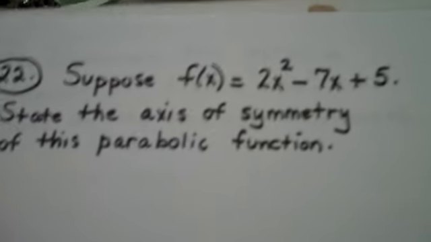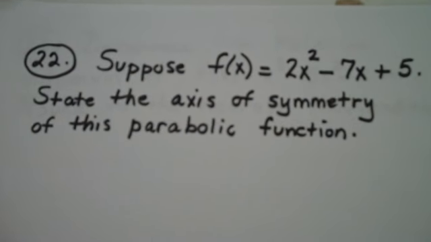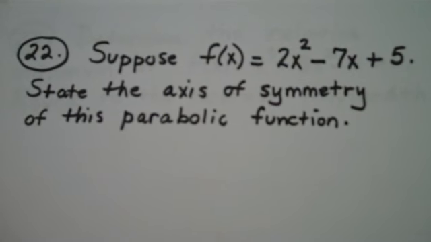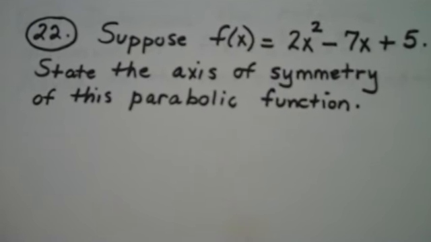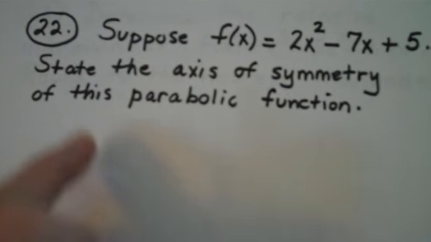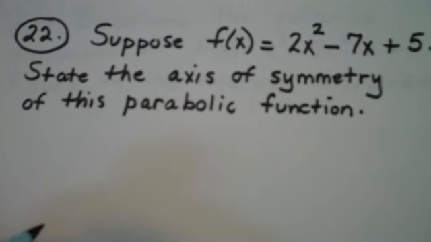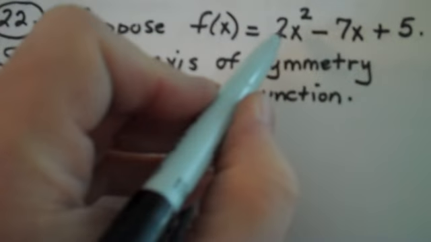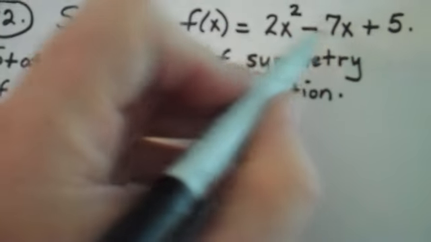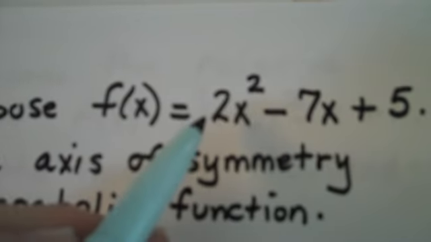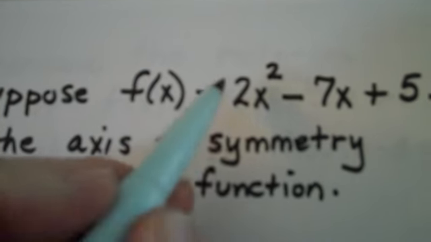All right? And here's the next question. Suppose I have the quadratic function. This is question 22. Suppose I have the quadratic function 2x squared minus 7x plus 5, and I'm being asked to state the axis of symmetry of this parabolic function. Now, first of all, I'm going to do a very rough sketch of this function. Degree 2 implies it's a parabola. The fact that the leading coefficient, which is 2, is positive means that my parabola opens up.